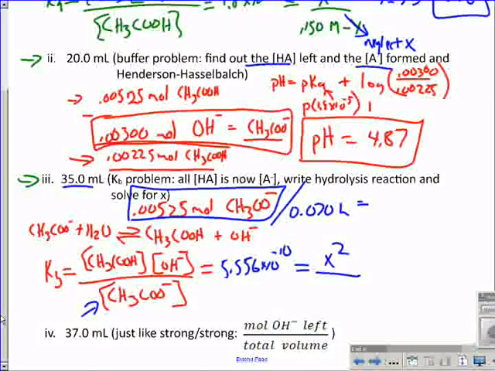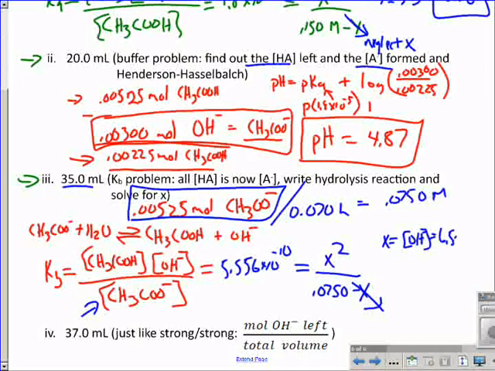So after I do my division here, I'm going to get 0.0750 molar. Be careful of that. This is the one people make a mistake on. They put 0.00525 down at the bottom here instead of 0.0750. And then we neglect x, just like before, and solve for x. In this case, x is OH minus, because this is a Kb problem, and it ends up equaling 6.5 times 10 to the negative 6th molar. Now I can take the negative log of that and subtract from 14, and I get my pH, which is 8.81.